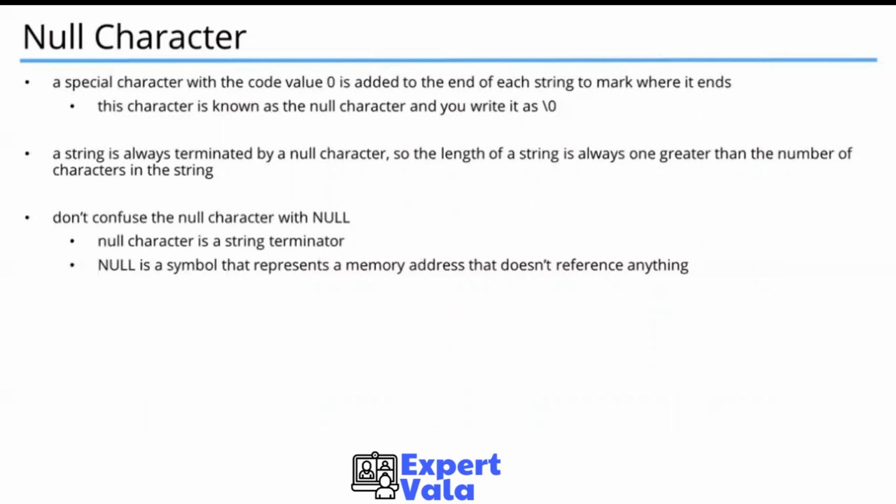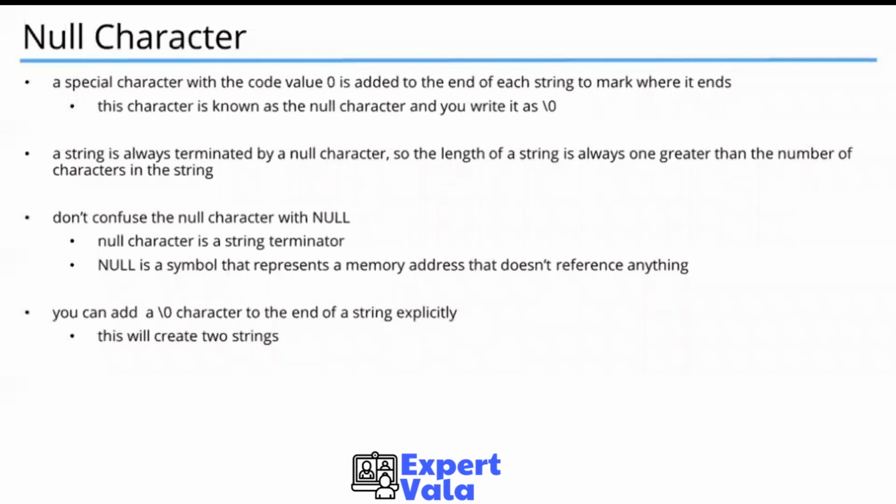Because of this null character, we also have a concept of null that I have not really talked about in too much detail. It usually comes into play when we talk about pointers, but do not confuse the null character with the null keyword. There's a null keyword in one of the include headers that you can use, and this is a symbol that represents a memory address that does not reference anything. So you use it when you use pointers. A null character is just a string terminator. We'll talk more about null when we talk about pointers, but make sure you understand the distinction between the null character and the null keyword. You can add a backslash 0 character to the end of a string explicitly, and this will create two strings, and I will show you how to do this when we talk about defining character arrays.